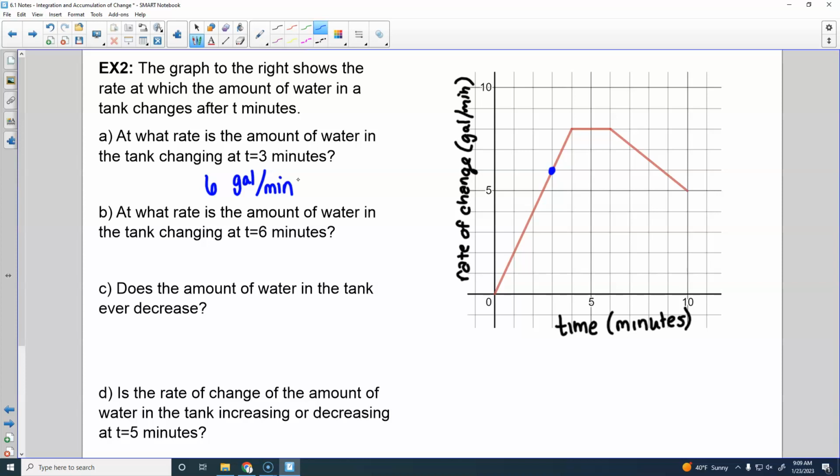At what rate is the amount of water in the tank changing at t equals 6 minutes? Okay, what's it asking us for? It's just asking for the rate of change. What is this the graph of? This is the graph of rate of change. The answer right there is 8.